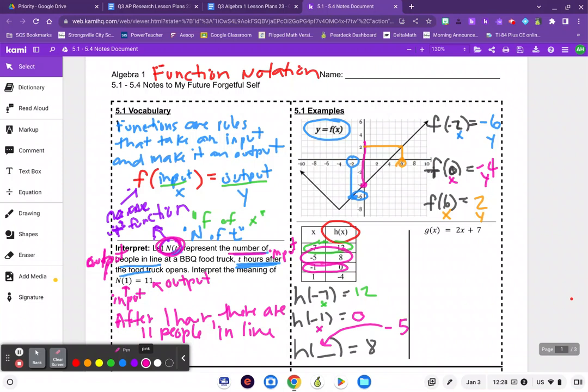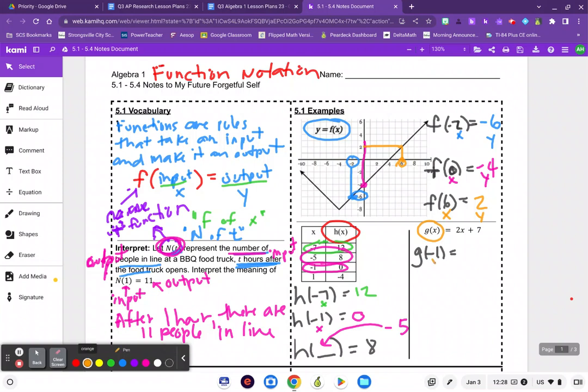All right, so let's take a look at this last one here. And this last one here, I have something called the g function. And this time, I want us to find g of -1. Now, I don't have a graph to look at. I don't have a table to look at. So I'm going to have to do some good old-fashioned substitution, right?